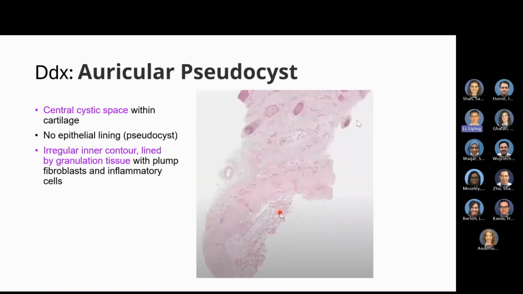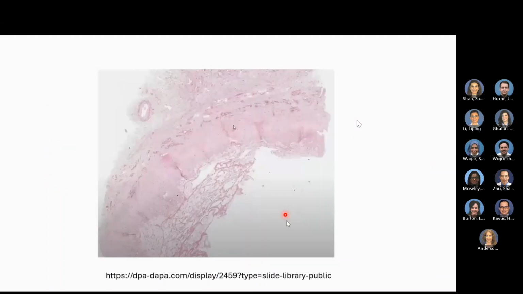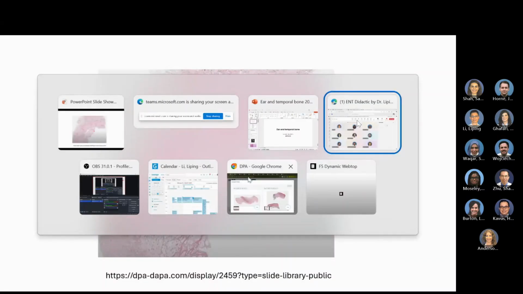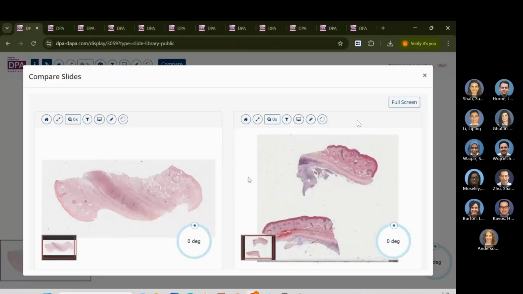And then basically this cartilage has some degeneration changes, forming this cyst, but without epithelial lining. So we call this a pseudocyst. And then in another high power view, from the outside we do not see the pathology changes, but just inside.